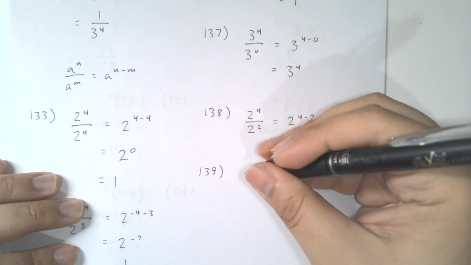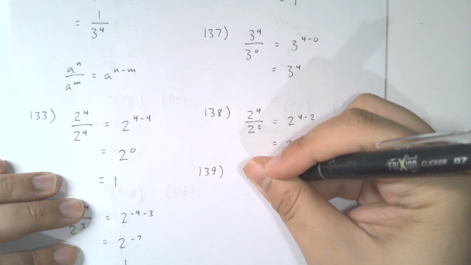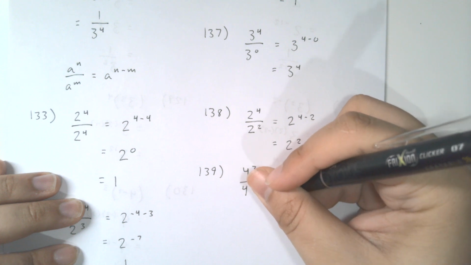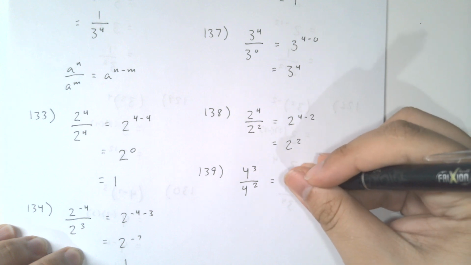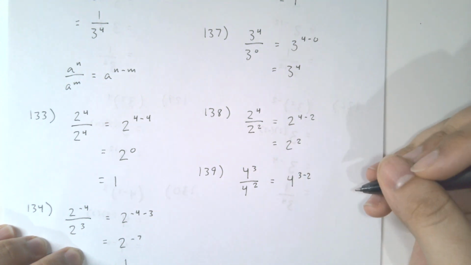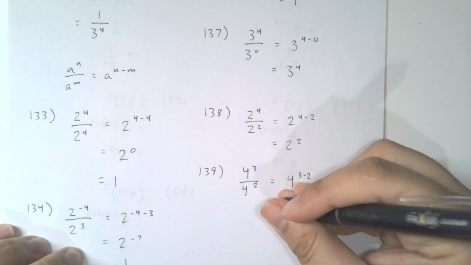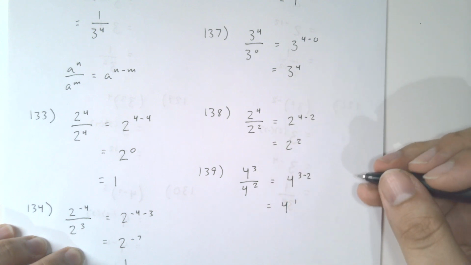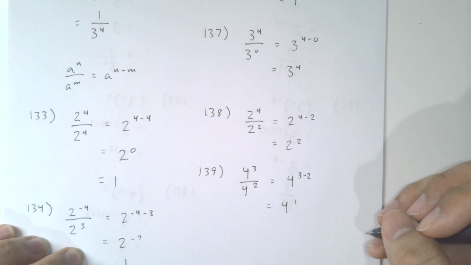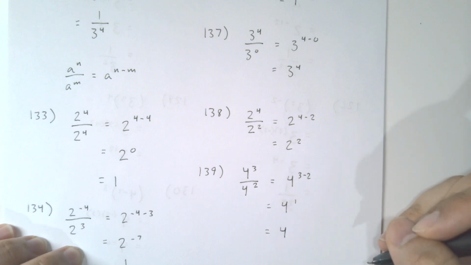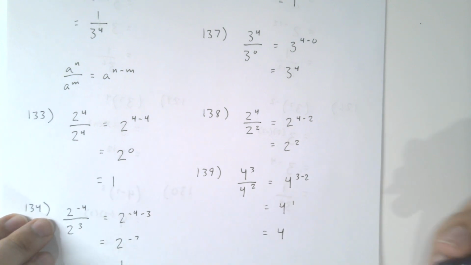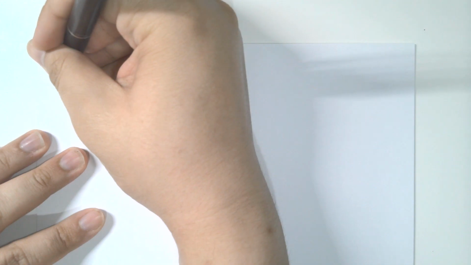For 139, we have 4 cubed over 4 squared. This is equal to 4 to the 3rd minus 2. 3 minus 2 is 1, so we have 4 to the 1st. And we could either leave it like that, or anything to the first power is equal to itself, so we could just simplify that as 4.